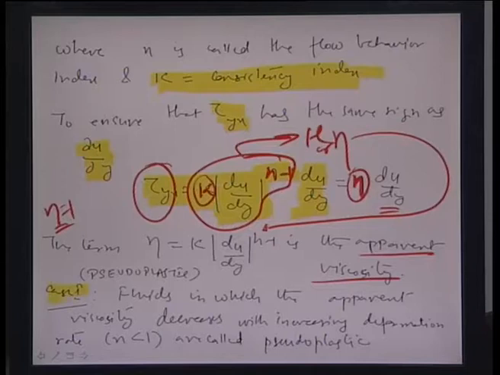So let us look at the case where this n value is less than 1. Such fluids are also known as pseudoplastic materials. Here the apparent viscosity, because n is less than 1, would decrease with increasing deformation. If we look at this particular equation, n being less than 1 means that this mod du by dy to the power n minus 1 would be essentially a negative power, the index here would be negative in nature, and therefore an increase in du by dy would essentially mean a decrease in the viscosity value.